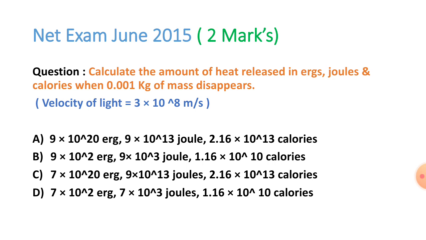On the next slide, we are going to solve a very important question which was asked in the NET exam June 2015 question paper for 2 marks. A very simple question. If we burn some amount of matter, some amount of energy is produced, and we have to calculate that energy in 3 units. First is joule, second is erg, and third is calories. Once we find the answer, we will get the 2 marks. I hope you understood the concept very well. Let's move to the next slide.